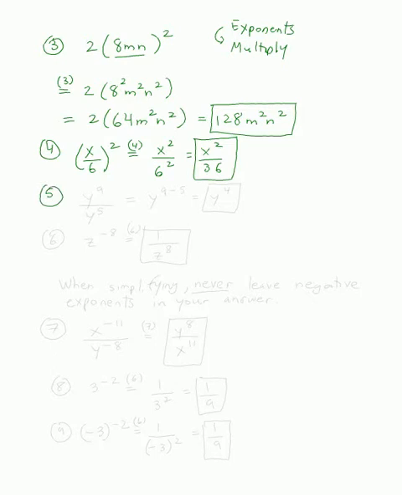Doing well so far. Next one is y to the 9th over y to the 5th. So we notice that this is a quotient. By the quotient rule, we know that we subtract top power minus bottom power. So 9 minus 5 is 4. So it's y to the 4th power. Next one. I know these are all pretty basic so far, but we're just getting used to these here.